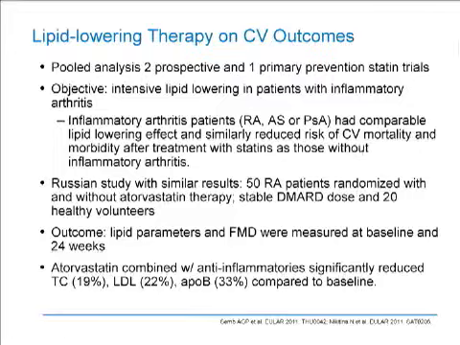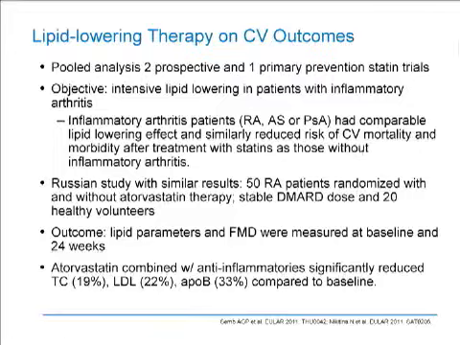So this particular study looked at a pooled analysis of 2 prospective and 1 primary prevention statin trial. Their objective was looking at high-intensity lipid lowering versus regular lipid lowering in patients with inflammatory arthritis. They looked at all patients with inflammatory arthritis, including rheumatoid arthritis, ankylosing spondylitis, as well as psoriatic arthritis, and had comparable lipid-lowering effects, and similarly reduced the risk of cardiovascular mortality and morbidity after treatment with statins compared to those with inflammatory arthritis that was not treated.